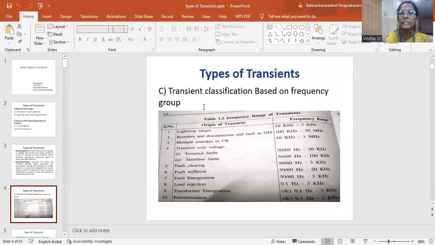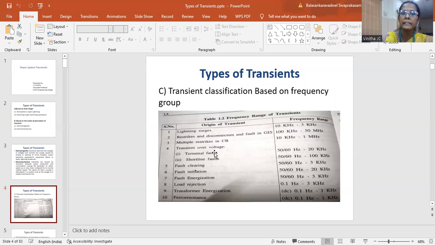The third type of classification is based on the frequency group. Here, there are different conditions and the corresponding frequencies are given. The first type is lightning surges. During lightning surges, the range of the frequency lies between 10 kilohertz to 3 kilohertz. Similarly, restrikes in disconnectors and faults in gas insulated substations. In a gas insulated substation, whenever the circuit breakers are opening, due to capacitance in the circuit, restriking occurs. During that condition, the range of the frequency lies between 100 kilohertz to 50 megahertz.